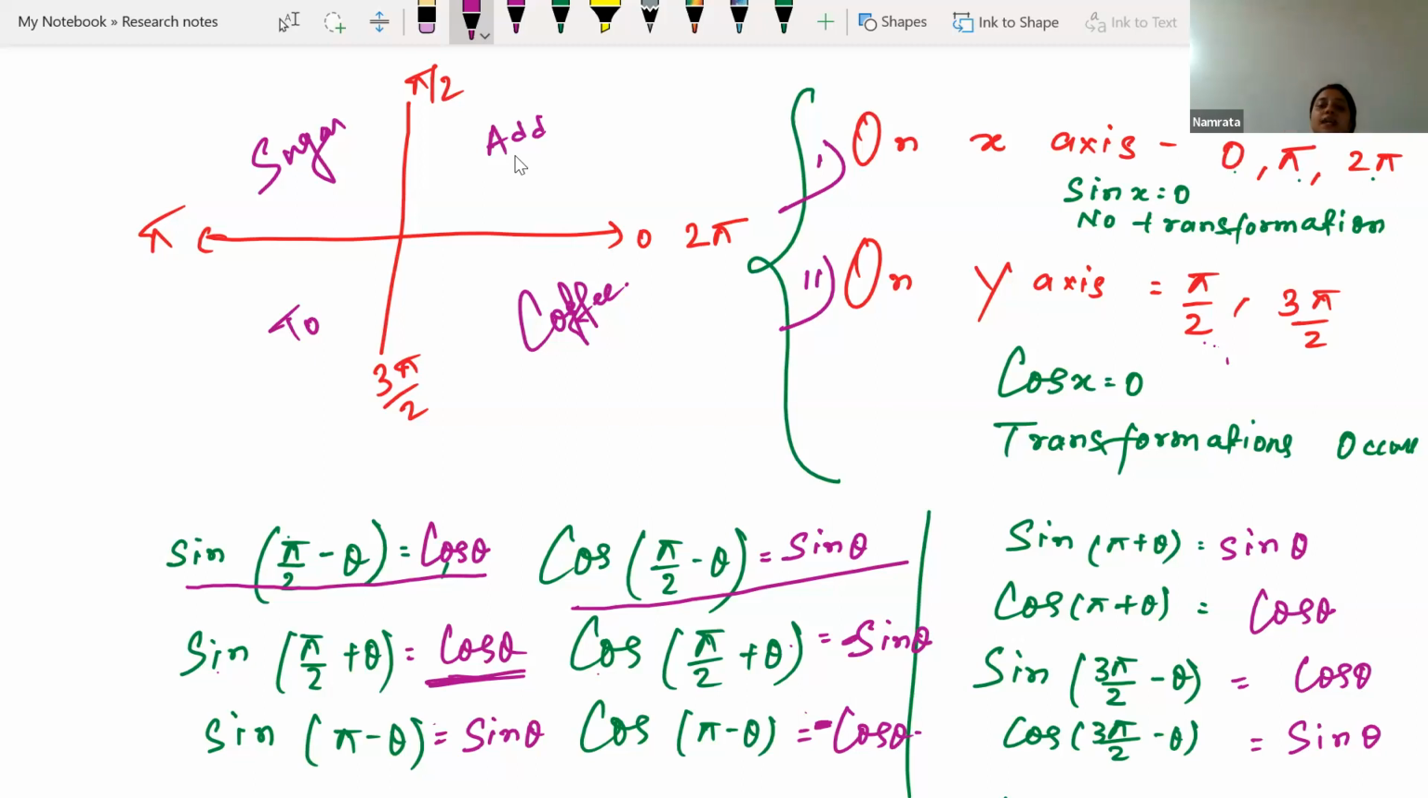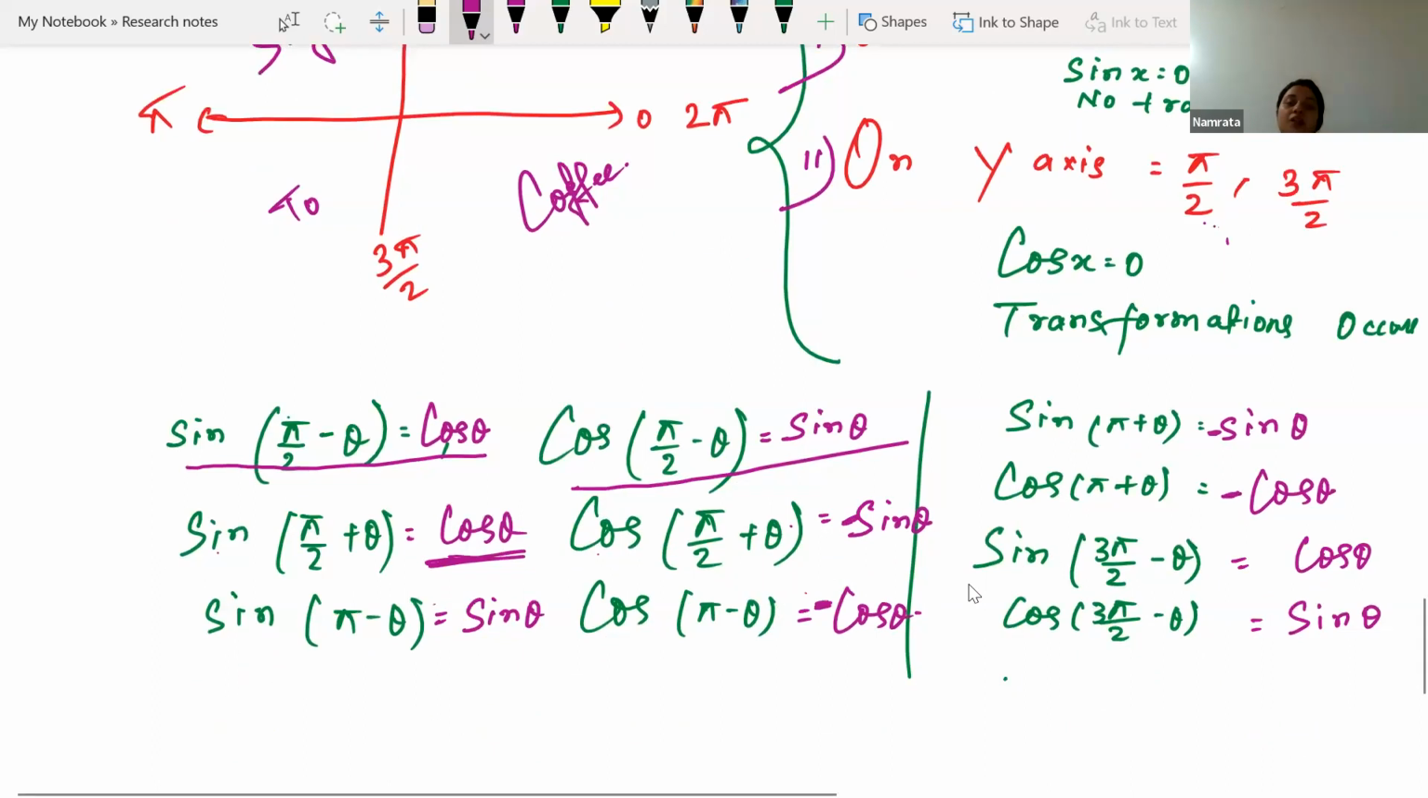Now the next one, sine of pi plus theta. Pi plus theta is in the third quadrant. In the third quadrant, tan is positive, and the rest of the trigonometric ratios, sine and cos, are negative. So sine of pi plus theta will be minus sine theta. Cos of pi plus theta will be minus cos theta. Is it clear?